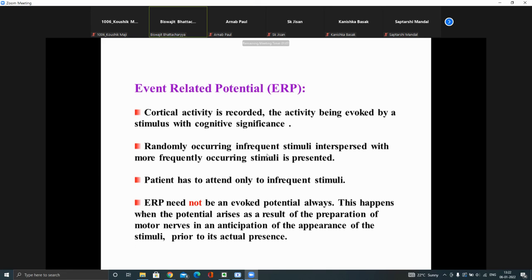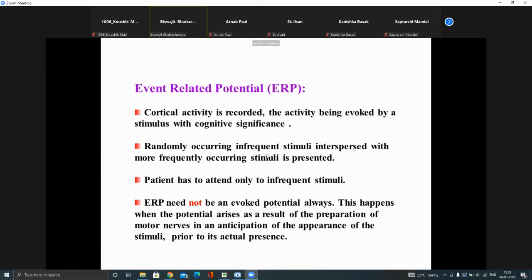And our last thing is the event related potential. I want to conclude today with that particular thing. Actually, the cortical activity, the activity of our brain, is recorded. But here it is mainly related to stimuli with respect to our cognitive processing, means by understanding something, in relation to some cognitive excitation. And the stimulus will come in an infrequent manner, not coming regularly. So that is our event related potential, ERP.